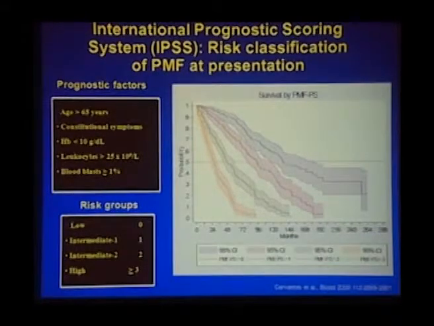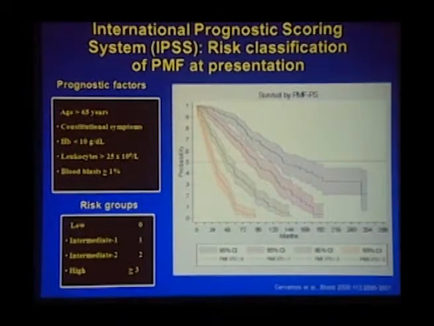Obviously, age is one. Others are related to the blood findings, but one that I like to point out is constitutional symptoms. This is one of the rare diseases where the presence of constitutional symptoms matters. What are the constitutional symptoms? These are bone aches and pains, itching, sweating, weight loss, low-grade fevers. So systemic symptoms from the disease are present. They are bad prognostic factors.